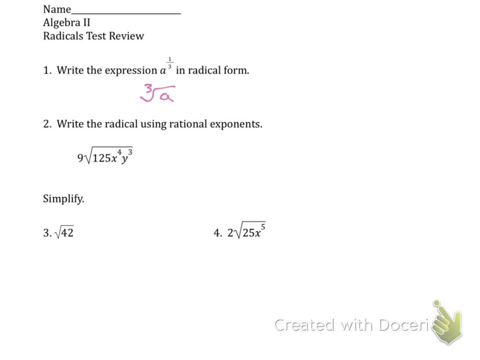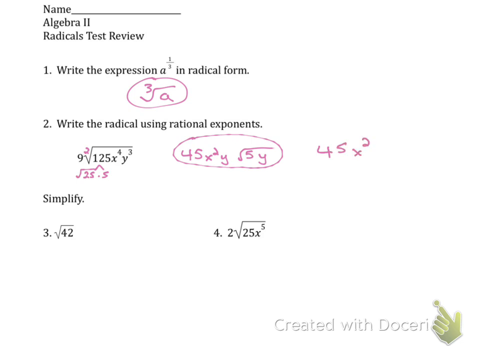I simplified and then gave it rational exponents. So I took out a 5, which gives you 45, and then that 5 is left inside the radical. And then for x to the 4th, 2 goes into 4 twice, so you have an x squared. And then 2 goes into 3 once, so you have a y. So using rational exponents, I had 45 x squared times y times 5 to the 1/2 times y to the 1/2.